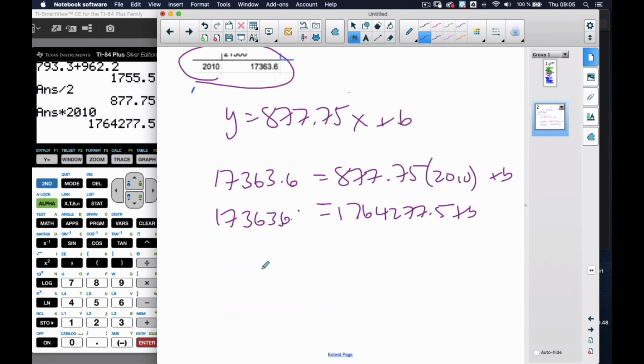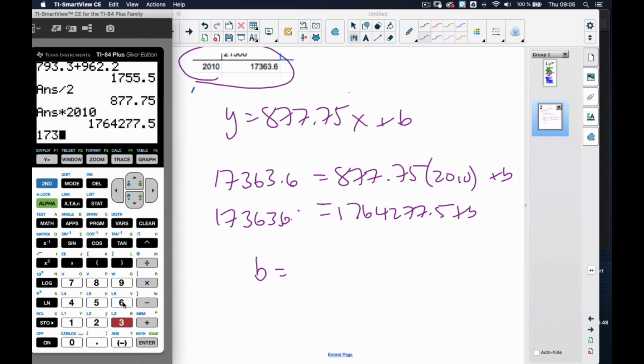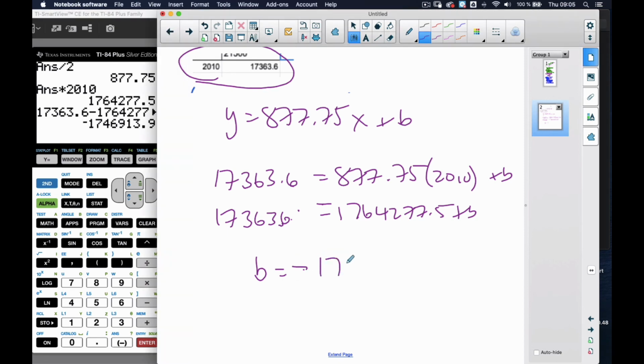17363.6. And so b, I'm going to subtract this over. I'm going to get 17363.6 minus this value here. My b value is negative 1746913.9. And so my line of best fit is going to be 877.75 x minus 1746913.9.